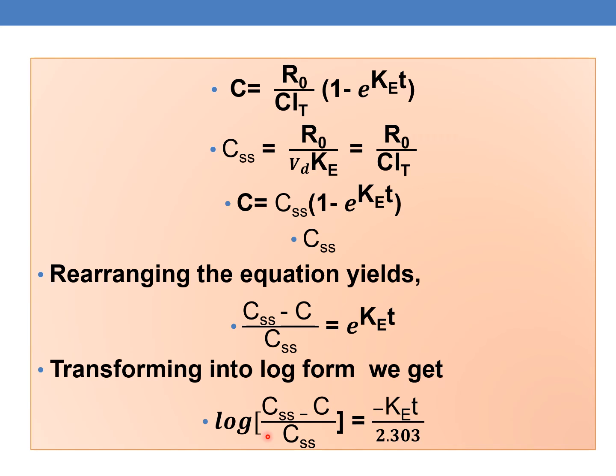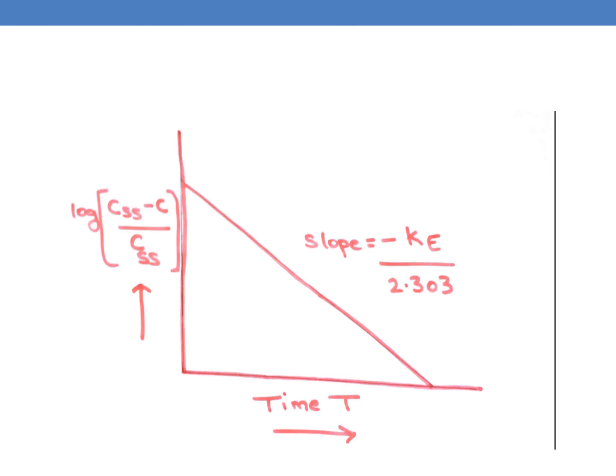Using this equation, log (CSS minus C) by CSS is equal to minus Ke t by 2.303. If we plot a semi-log plot of log (CSS minus C) by CSS versus time, you get a straight line whose slope is equal to minus Ke by 2.303. By this method also we can calculate the elimination rate constant.